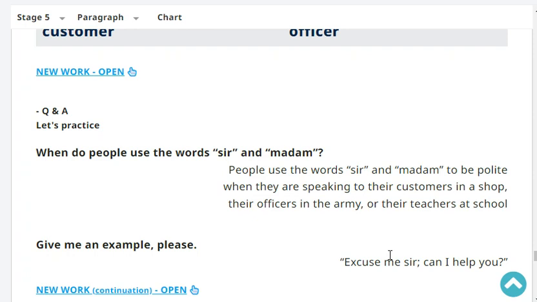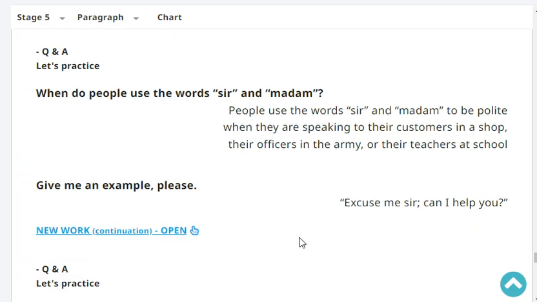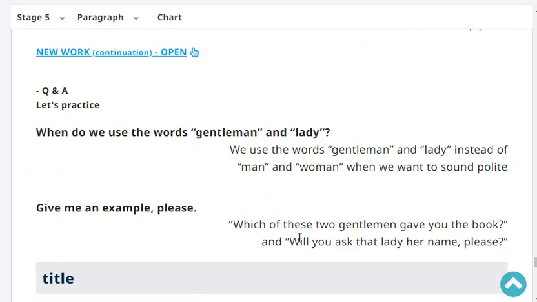People use the word sir and madam to be polite when they are speaking to their customers in a shop, or officers in the army, or teachers at school. Greg, give me an example, please. Excuse me, sir, can I help you? Very good.